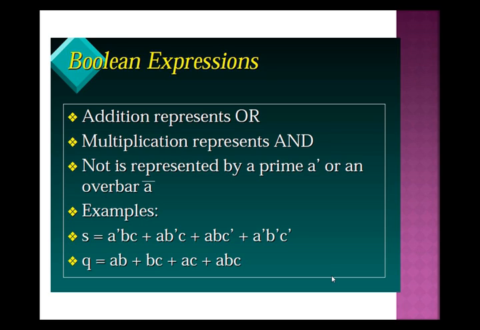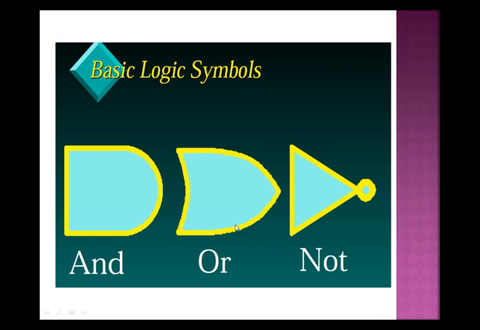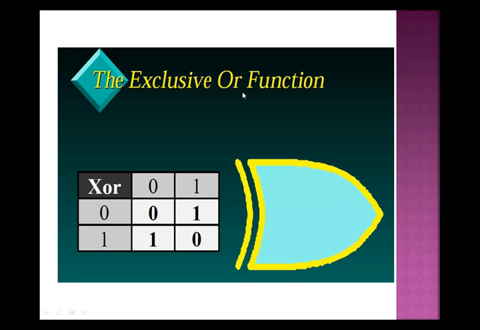Then we also discussed Boolean expressions, that is how we can represent them. That may be OR, that may be AND. NOT is represented by a prime, that is A dash, or A with a hyphen. We discussed multiple examples of these basic logical gates. This is the shape for the AND gate, this is the shape for the OR gate, this is the shape for the NOT gate. This is the exclusive OR function. The main condition is that if both the inputs are 1, then the output is 0.